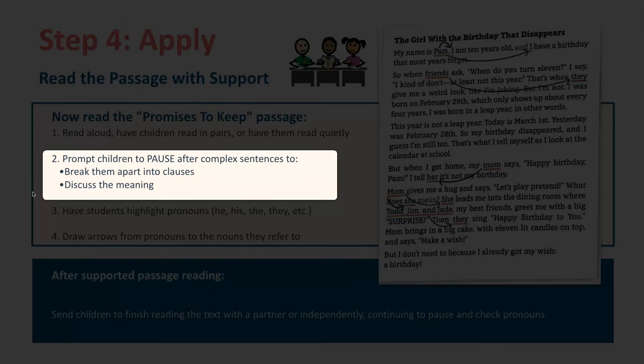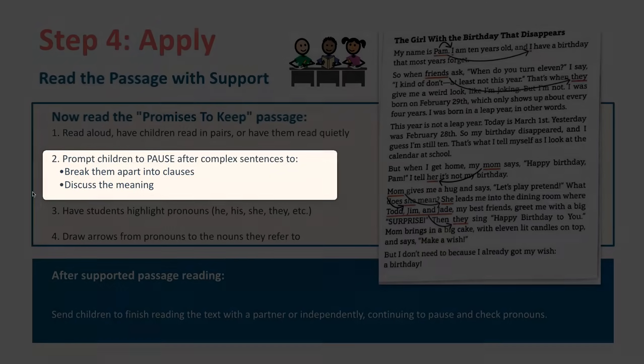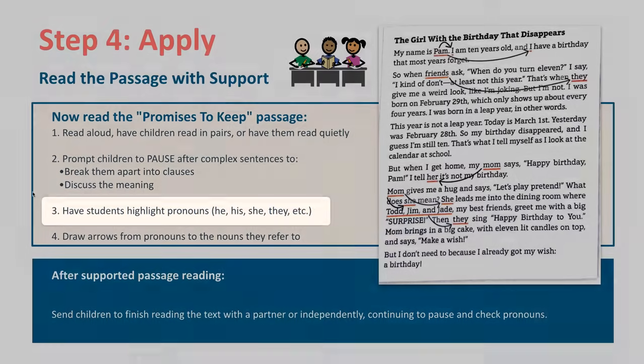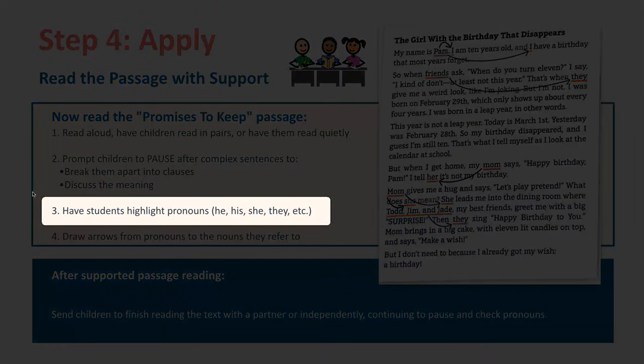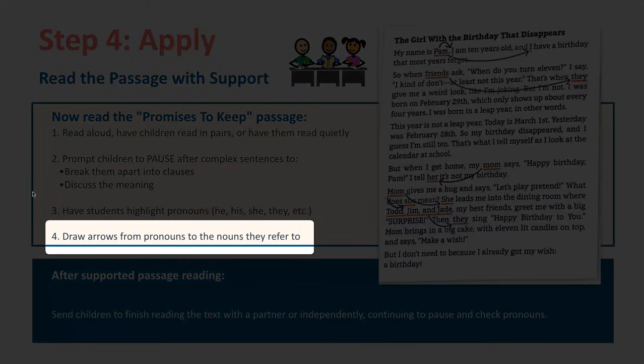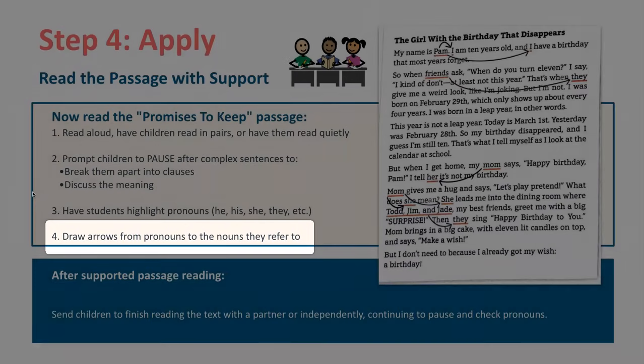What you want to do is prompt students to pause after complex sentences and say, wait, let's stop after this sentence. Can you break it apart? What are the separate ideas? Then, highlight the pronouns, circle he, his, she, they. Now draw arrows from each pronoun to the noun it refers to.